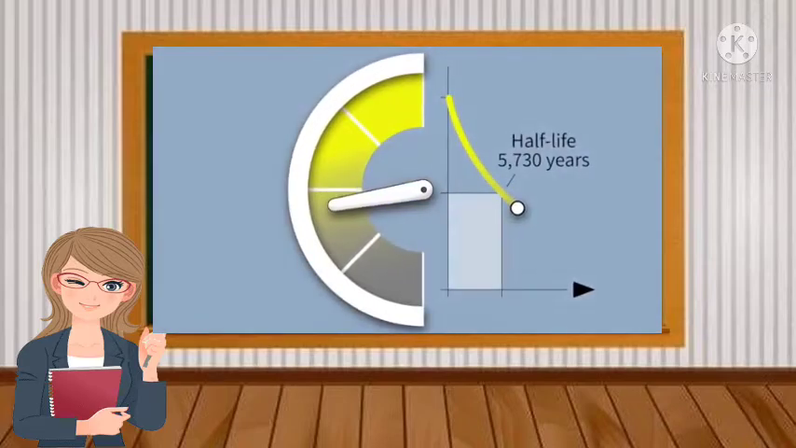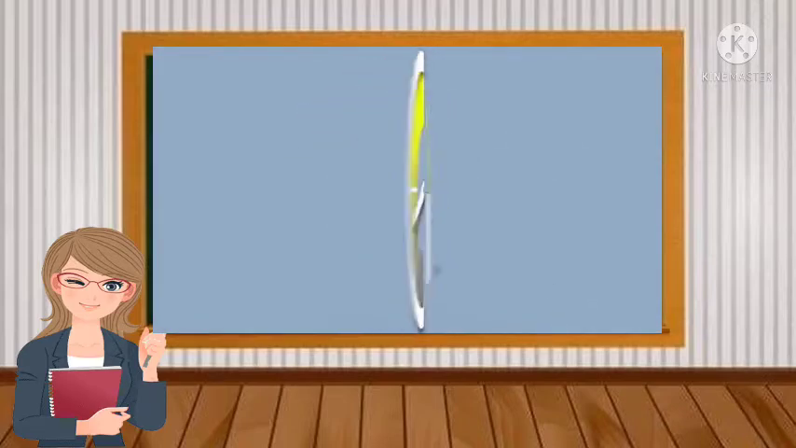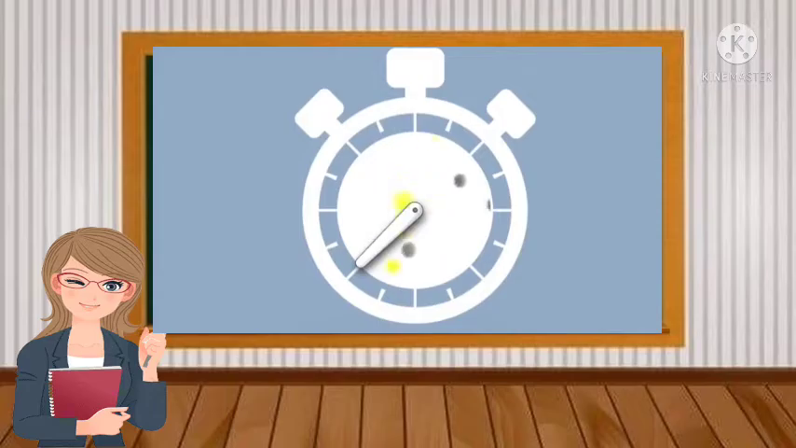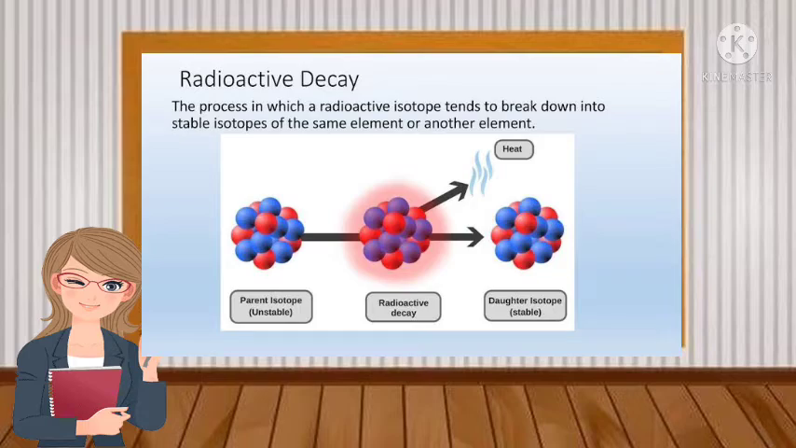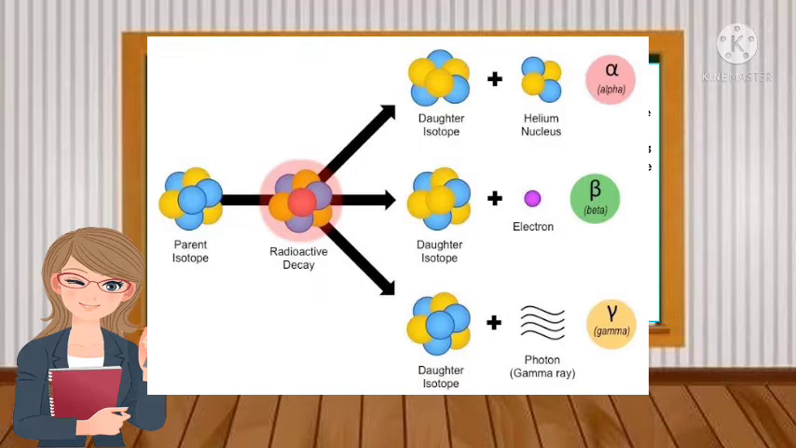Now, carbon-14 has an equivalent half-life of 5,730 years, meaning every 5,730 years, the parent isotope will produce two daughter isotopes, and these daughter isotopes will produce another daughter isotopes, and so on and on.